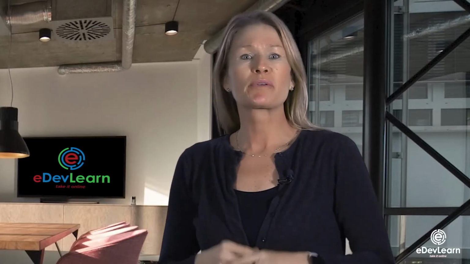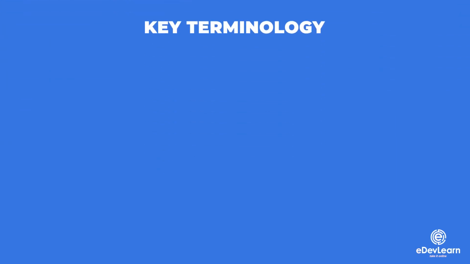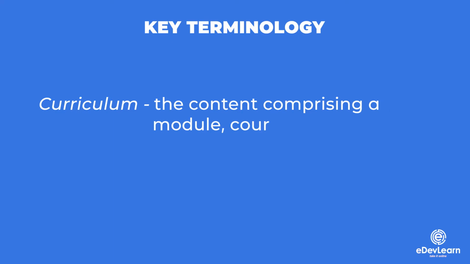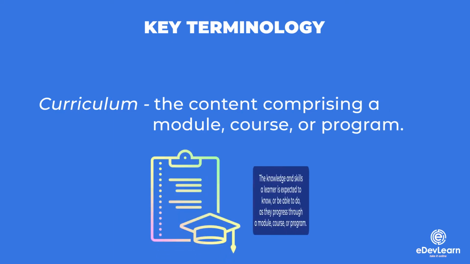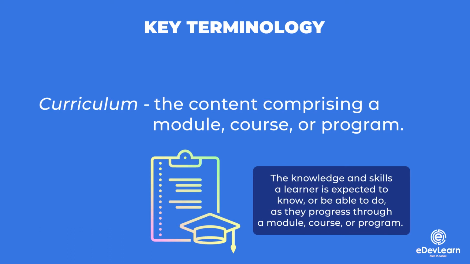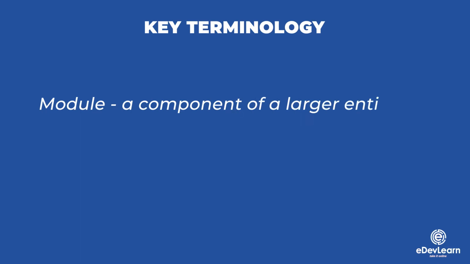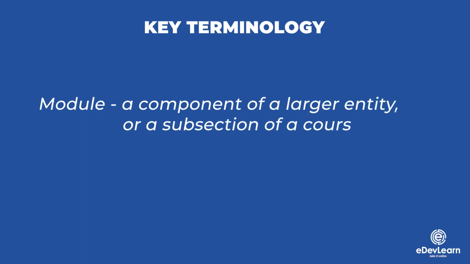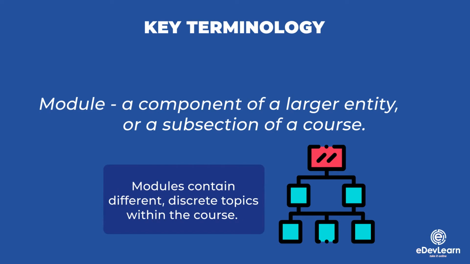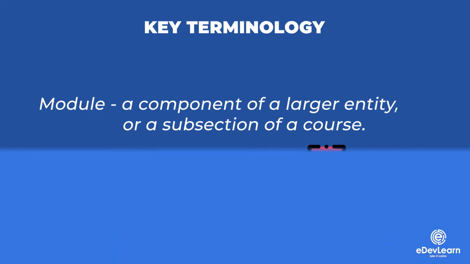Let's begin by briefly reviewing some key terminology. Curriculum. Curriculum is the content comprising a module, course, or program. Essentially, it is the knowledge and skills a learner is expected to know or be able to do as they progress through a module, course, or program. A module is a component of a larger entity or a subsection of a course. Modules contain different, discrete topics within the course. Think of a course as an entire book and modules as chapters in that book.